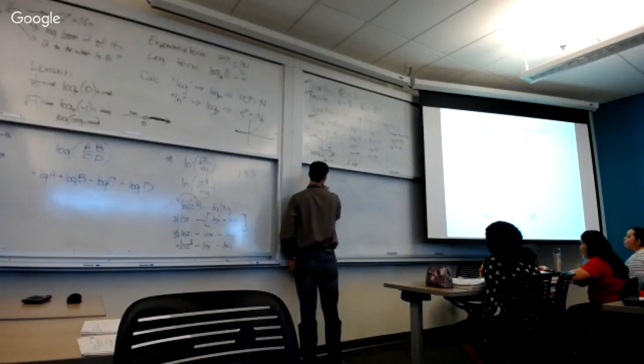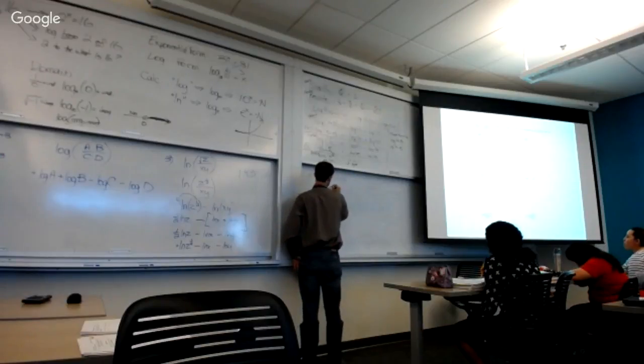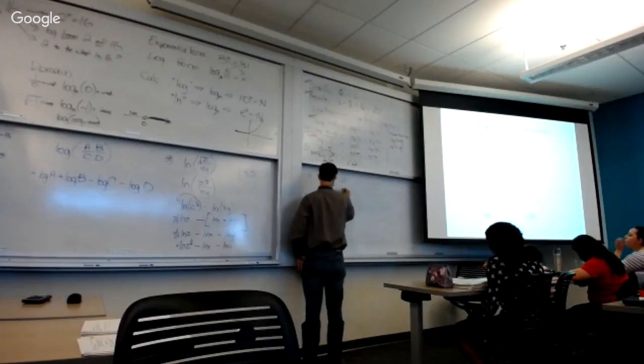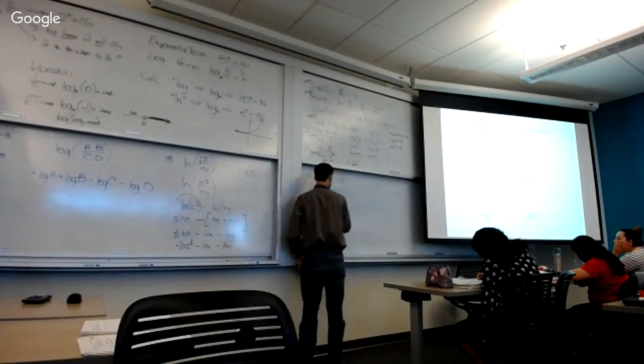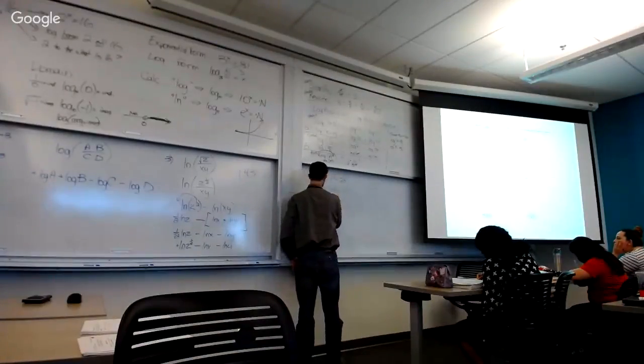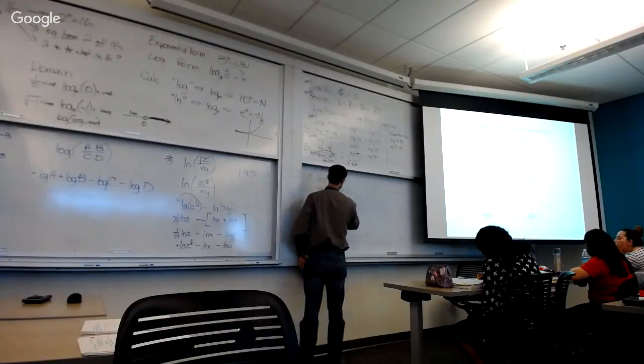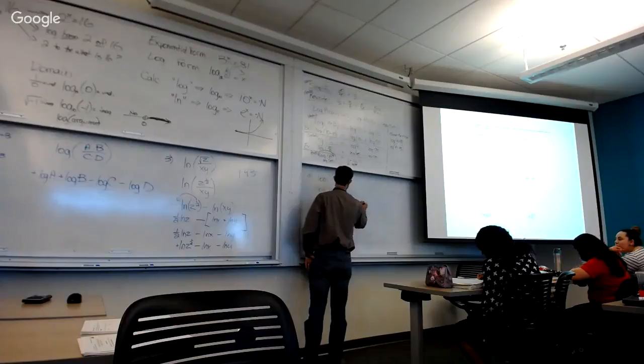That's a difference of 2 squares. So it could be x plus 5, x minus 5. Exactly. And now that you've rewritten it, now it is a product. And now you can rewrite it as log of x plus 5 plus log of x minus 5.